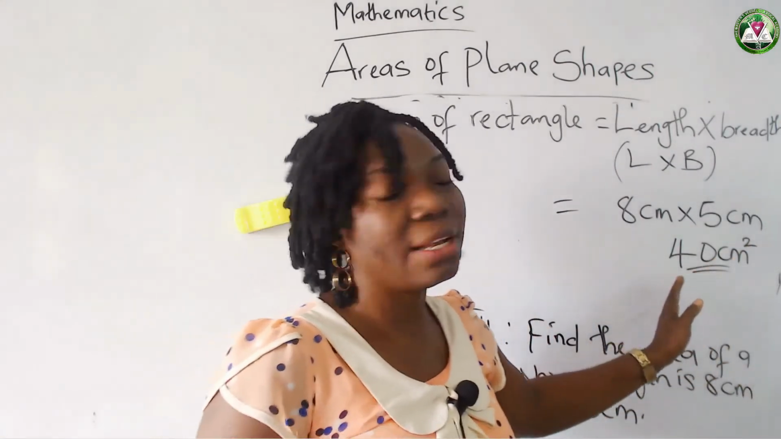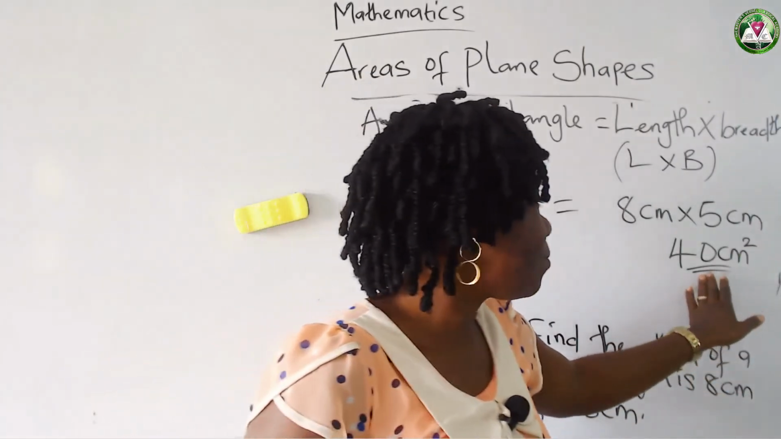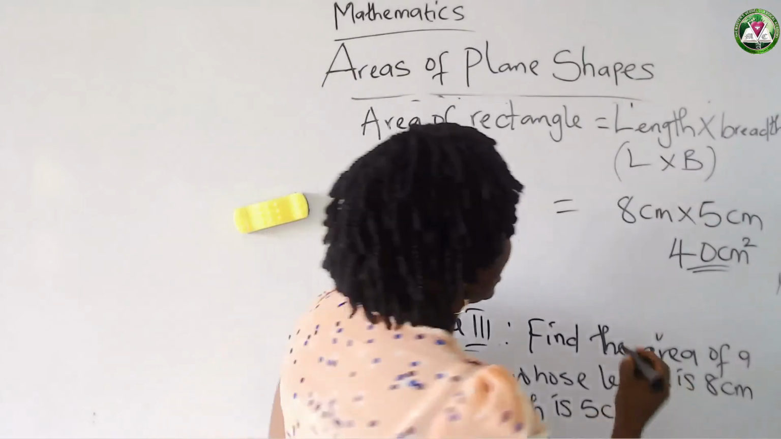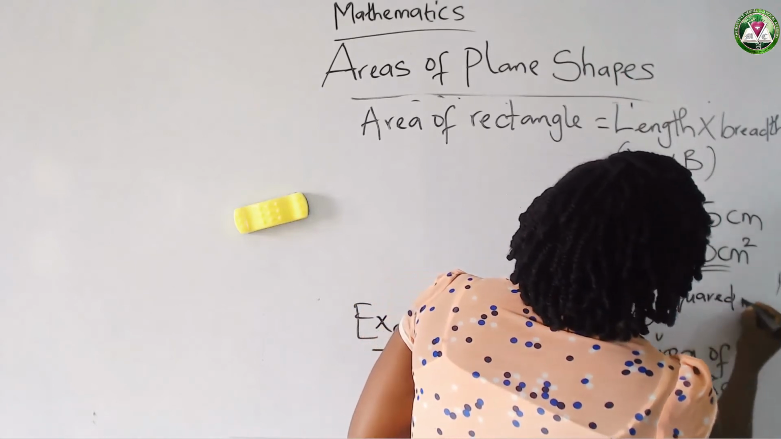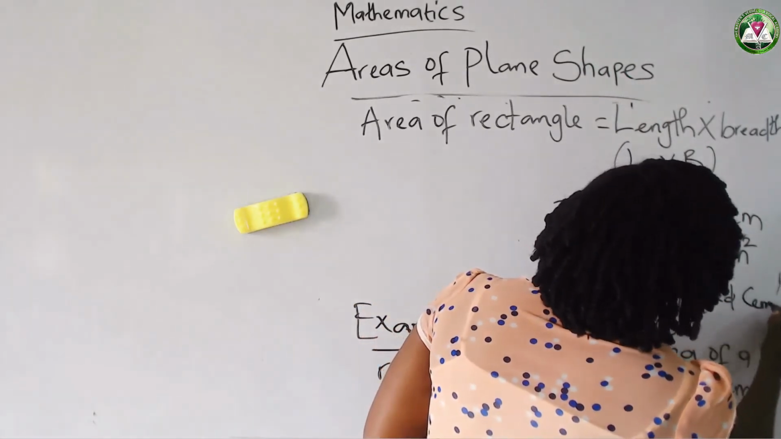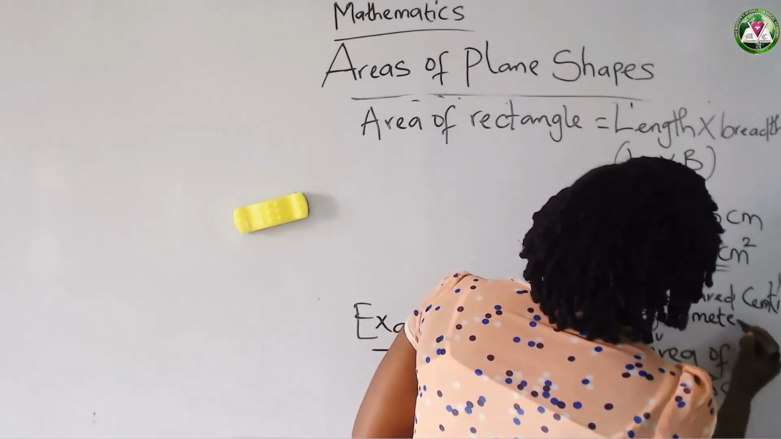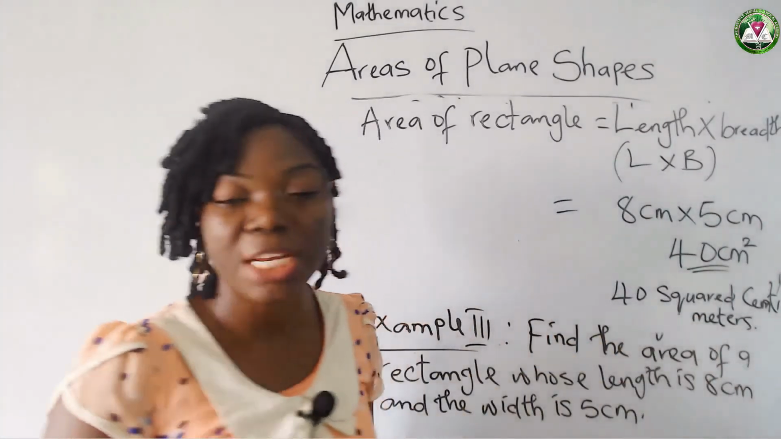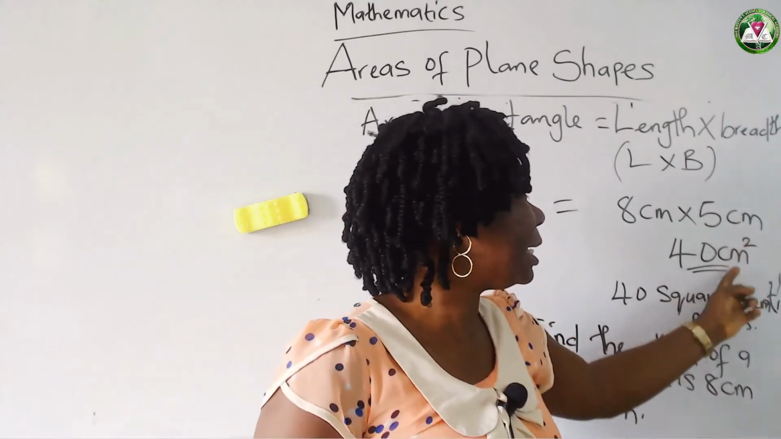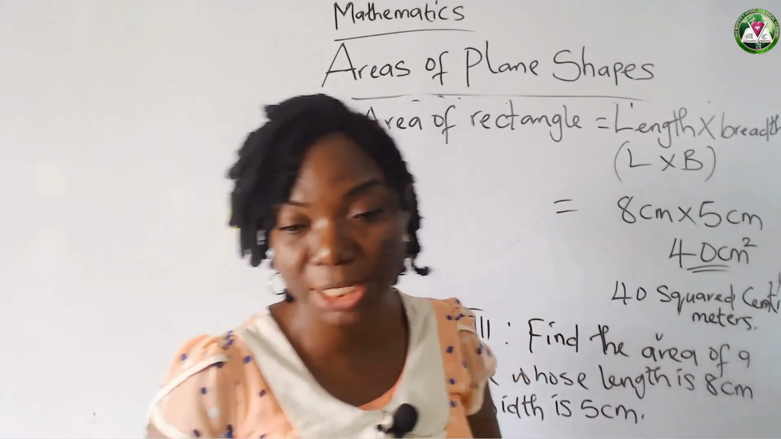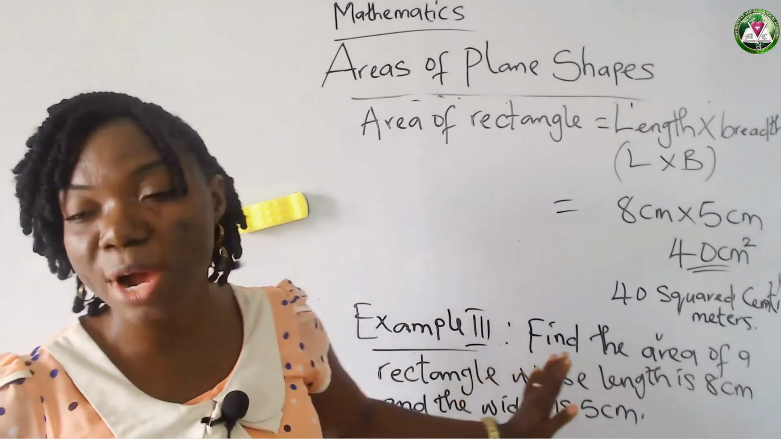We can read this as 40 squared centimeters, or we write it like this: 40 centimeters squared. Is that clear? We read it as 40 squared centimeters. This squared is this, and this cm is the centimeters. Is that clear?